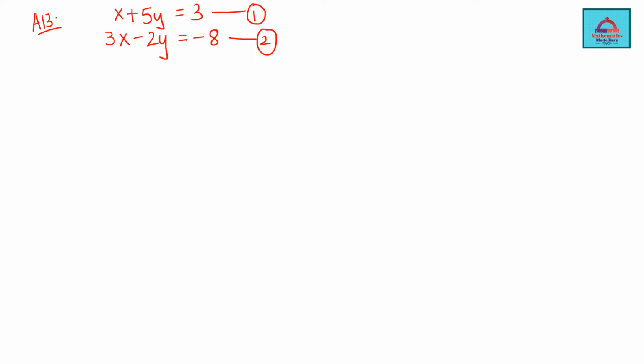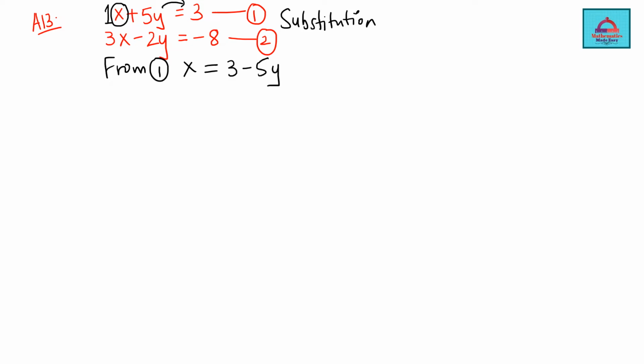Okay, so these are the two equations we have to solve, and the method that we have to use is called substitution. Substitution basically means replacing one variable from the other. So if you look at the first equation, the coefficient of x is 1. So it is good to replace the value of x. So from the first equation, let's take out the value of x by moving the 5y on the other side. So it is 3 minus 5y.